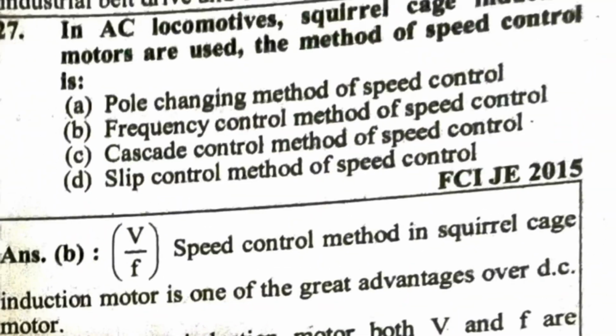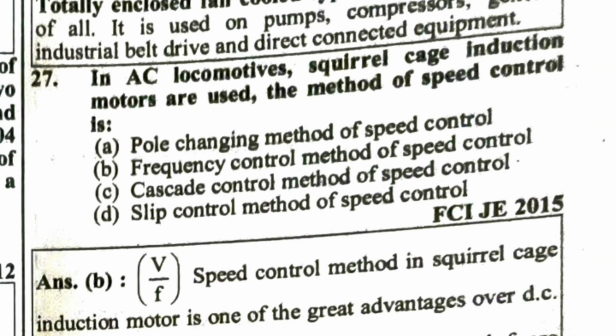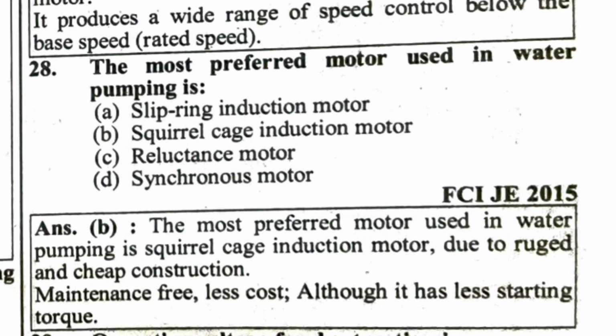Next है, in AC locomotive, squirrel cage induction motors are used. The method of speed control is frequency control. The most preferred motor used in water pumping is a squirrel cage induction motor.